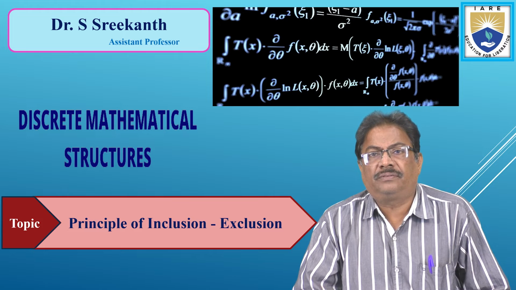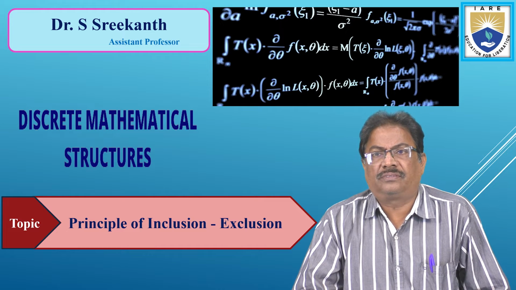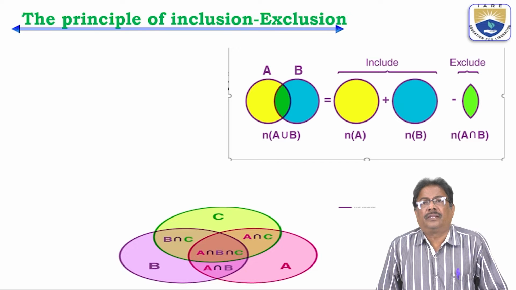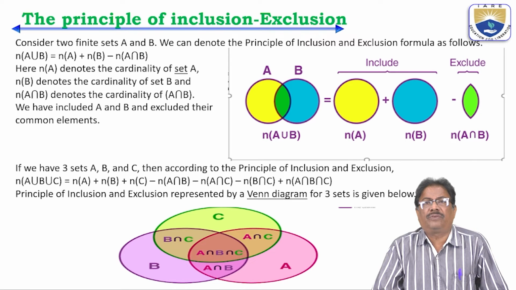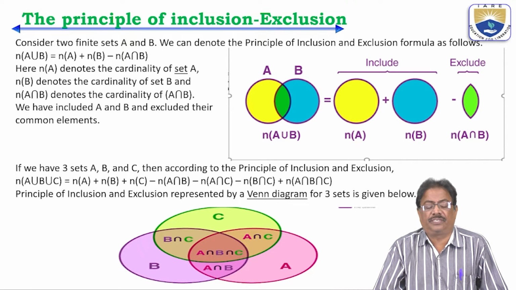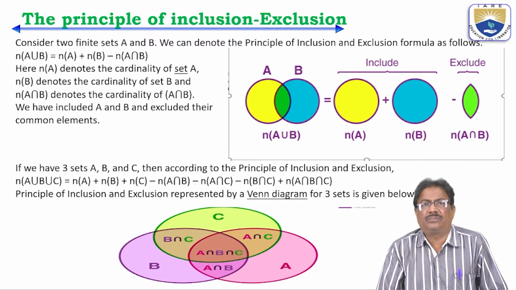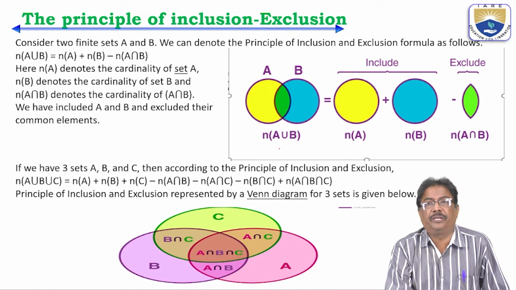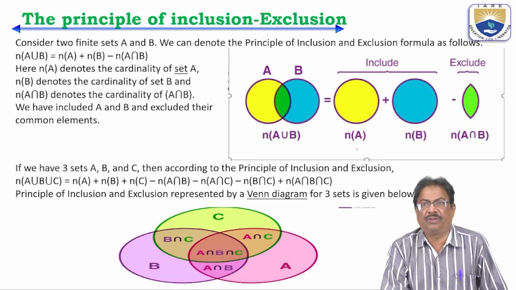Welcome to this session. Today we are going to discuss the principle of inclusion and exclusion. See here, principle of inclusion and exclusion for two sets. So let us consider A and B are any two sets. Then the principle of inclusion and exclusion is nothing but the number of elements in A union B is equal to the number of elements in A plus the number of elements in B minus the number of elements in A intersection B.